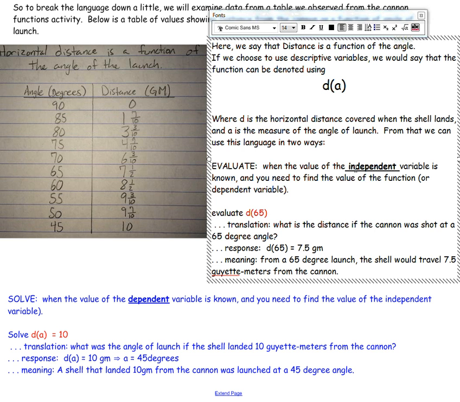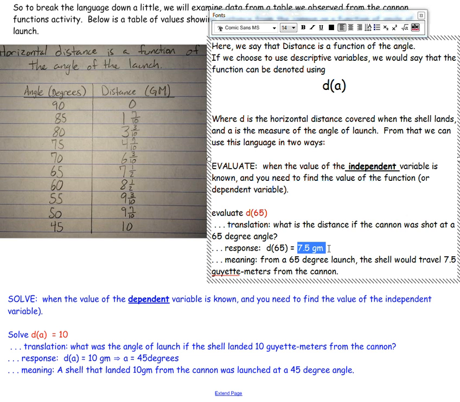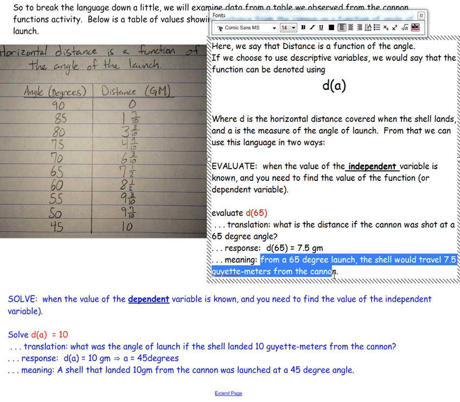If I know the value of the independent variable, in this case 65 degrees, then I could say evaluate d of 65. What the question is asking is, what is the distance from the cannon if the cannon was launched at a 65-degree angle? Answer: 7.5 Guyette meters, and the translation is, from a 65-degree launch, the shell would travel 7.5 Guyette meters from the cannon.